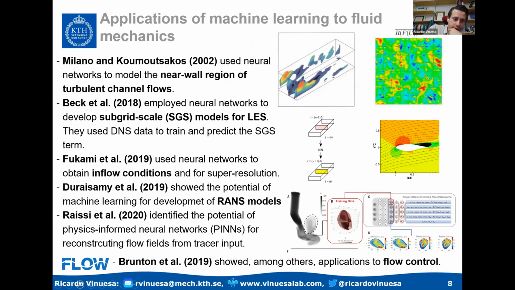Okay, if we look a bit at the historical evolution, 20 years ago, Milano and Koumoutsakos started using neural networks to predict the near-wall region of a turbulent channel. There has been more recent work on subgrid-scale modeling for LES, development of inflow and boundary conditions, possibilities for developing better RANS simulations and flow control, and also improvement of the sensing that you can have from measurements through physics-informed neural networks. So there's a variety of applications where machine learning can actually help in the area of fluid mechanics.